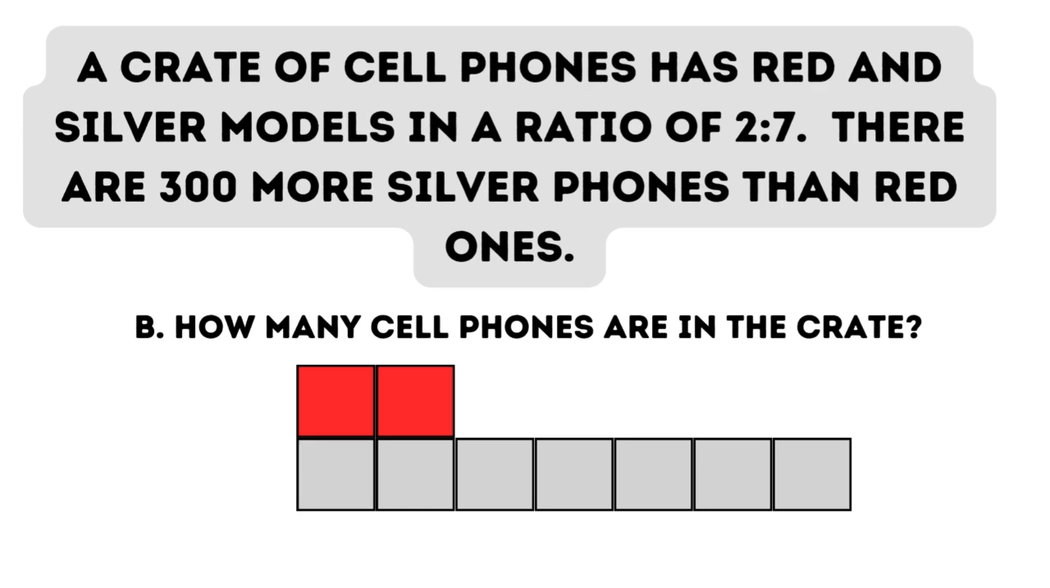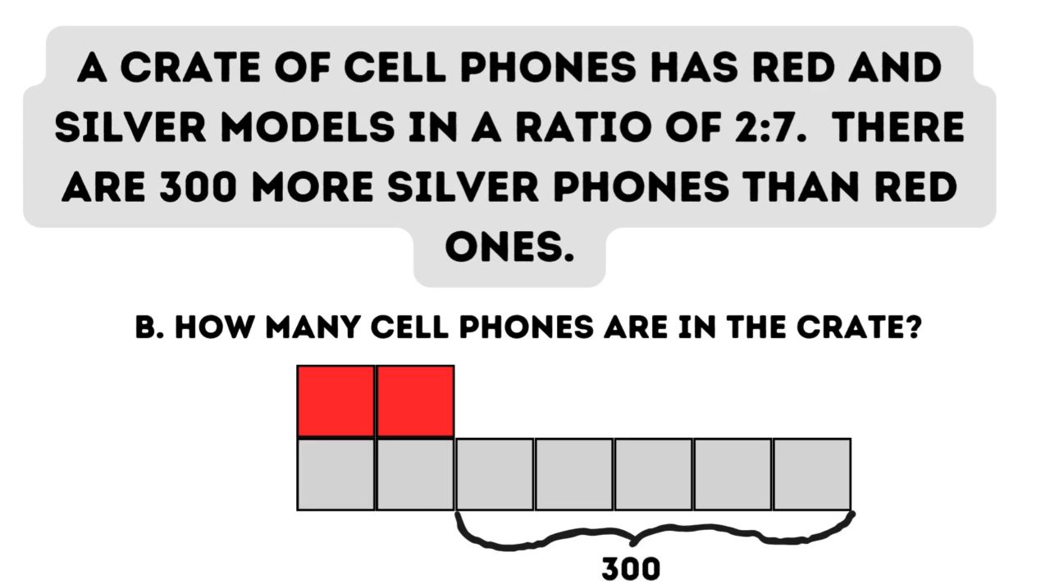So when using bar models, we want to figure out what each one of the squares is worth value-wise. So we can see in the ratio that we have 5 extra silver squares because of the ratio 2 to 7, and we have 300 more silver phones.